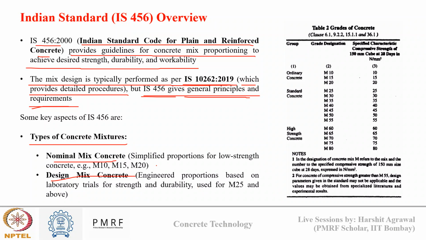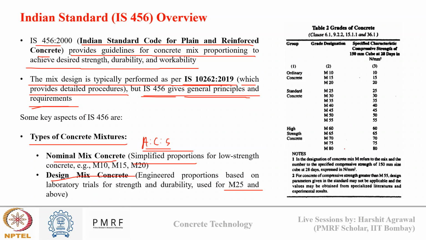Okay, so for nominal mix, we have specific proportions like the cement to sand to aggregate ratio. So these proportions are specified, it is fixed. We don't model this proportion for low strength concrete. However, for design mix concrete, we engineer this proportion based on trials for strength and durability to get a certain strength grade. Okay.